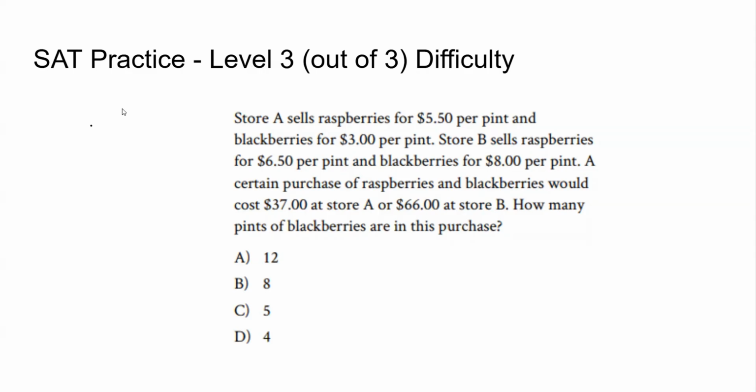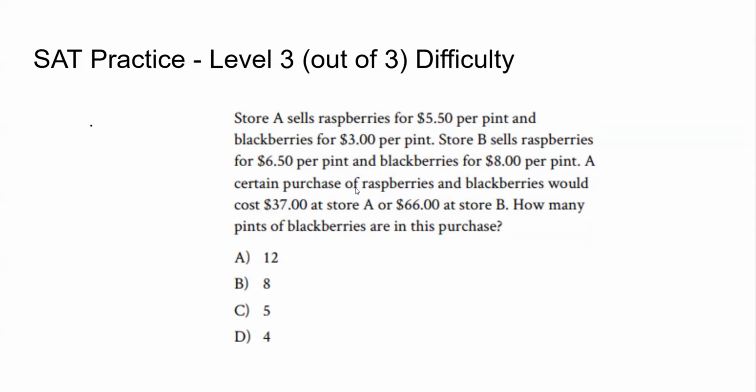All right, so store A sells raspberries for $5.50 a pint, blackberries for $3 a pint. Store B is $6.50 a pint for raspberries, blackberries $8 a pint. A certain purchase would cost $37 at A and $66 at B. How many pints of blackberries are in this purchase?